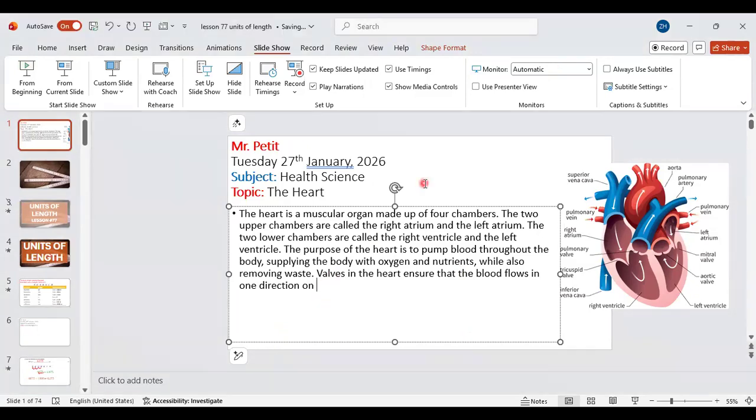So the valves in the heart ensure that the blood flows in one direction only and prevents the backflow of blood. So it prevents the blood from going in reverse. Then we have the septum. Anyone know what the job of the septum is? I think it's a thin muscular wall that divides the heart into two chambers. Okay.